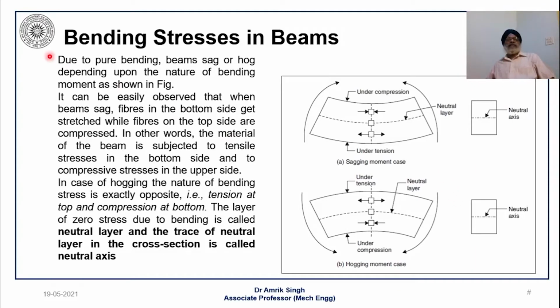Now, how are the bending stresses developed? You see, this is a portion of the beam. This is a cross section, a rectangular cross section. The neutral axis, because it's a symmetrical section about the vertical axis and the horizontal axis.